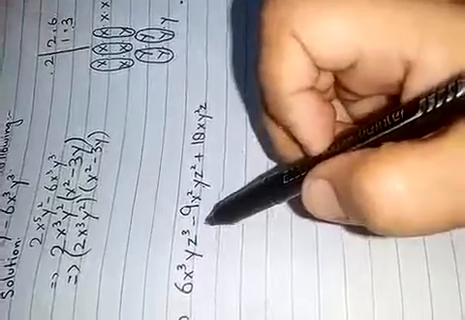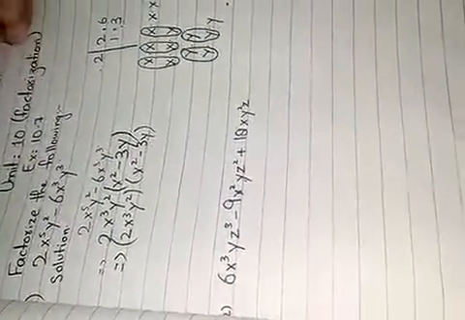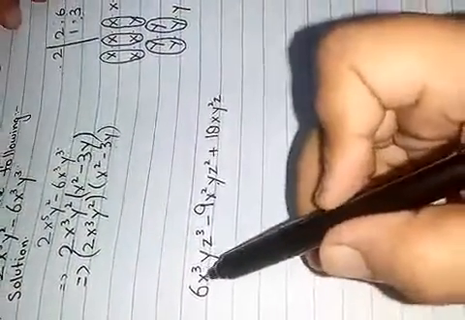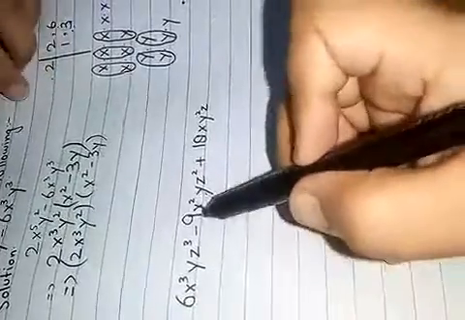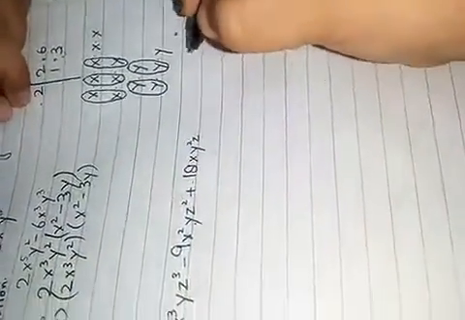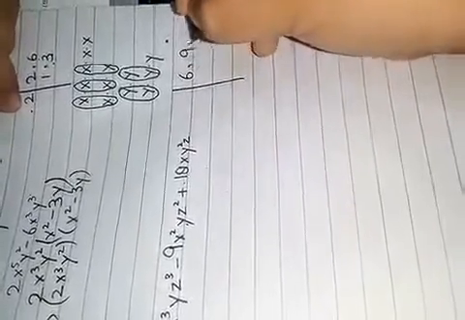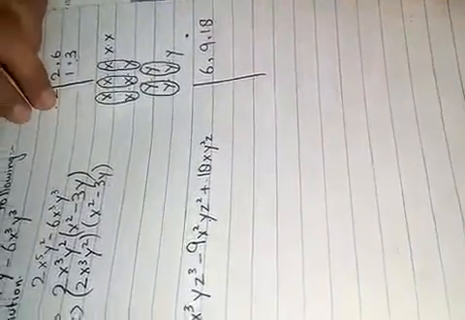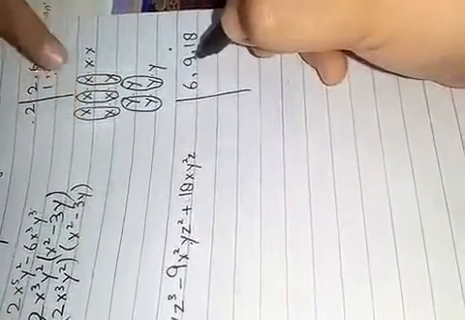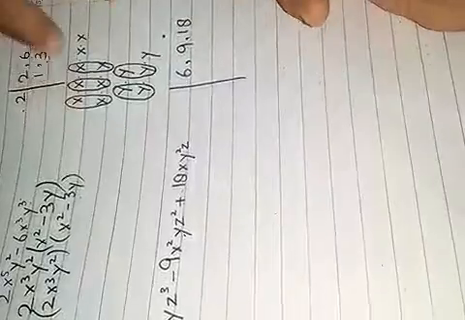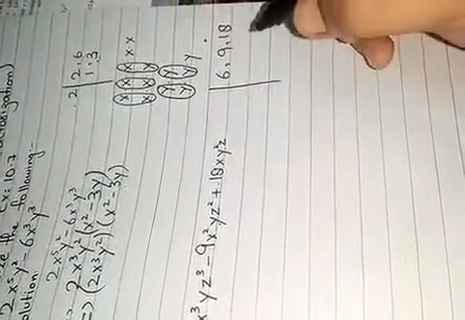So first we have to take the common. First we have to see the coefficients 6, 9 and 18. We take the LCM of 6, 9 and 18 by the division method to find the common factor. When we divide by 2, we cannot divide 9 by 2, so we have to see the common factor.